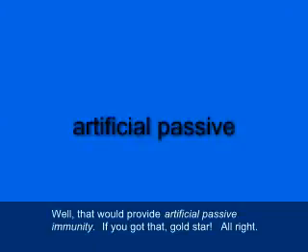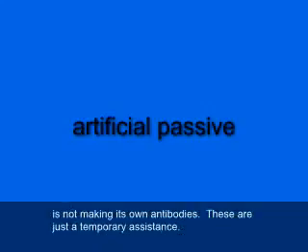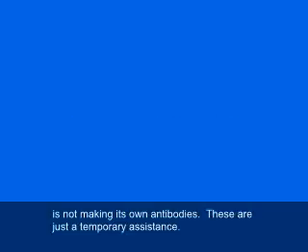If you got that, gold star. All right. Artificial passive immunity. We're putting antibodies into the body medically, so it's artificial, and it's passive because the body is not making its own antibodies. These are just a temporary assistance.